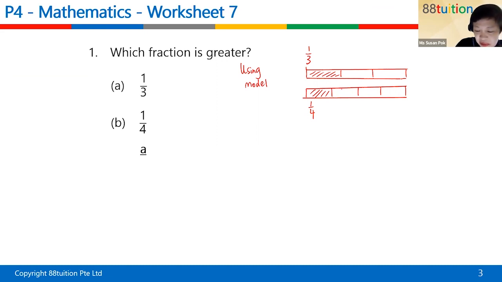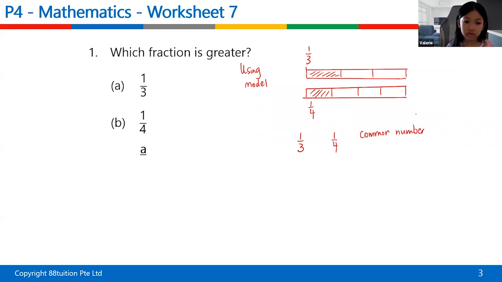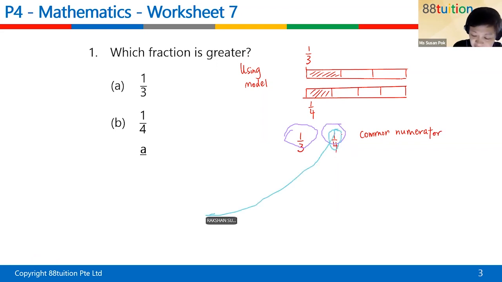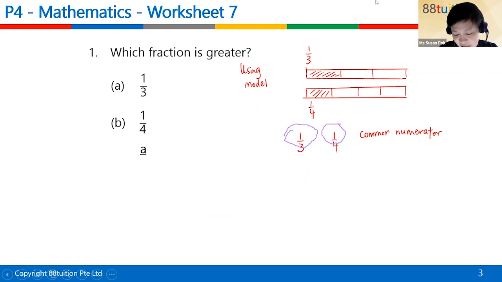So how are you going to tell? Because of the shading. What we can always know is, when you have a common numerator, where's the common numerator? Yes, very good. When you have a common numerator, you will notice something here. Valerie, I need you to stop annotating first. Yes, this is enough. Correct, so you have a common numerator.